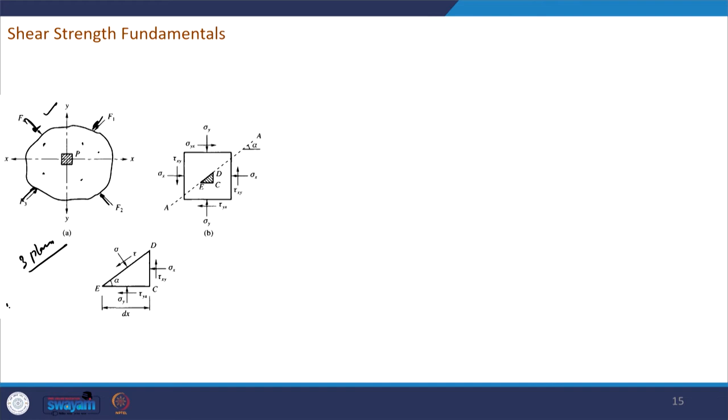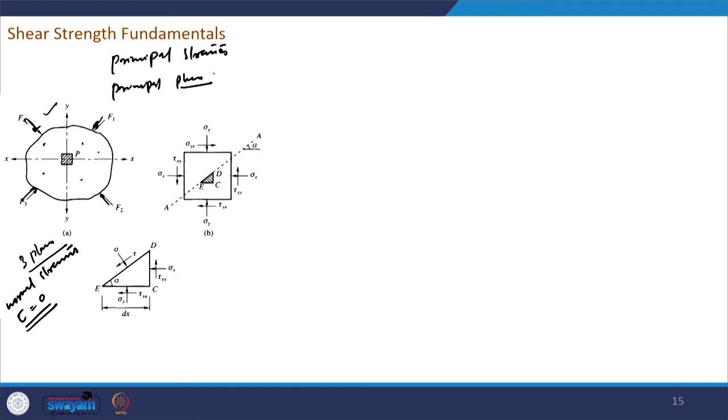So, these planes have normal stresses and they do not have shear stress. So, shear stress is equal to 0 in these planes. Okay. So, these normal stresses in these unique planes are called principal stresses. All right. And these planes are denoted as principal planes.